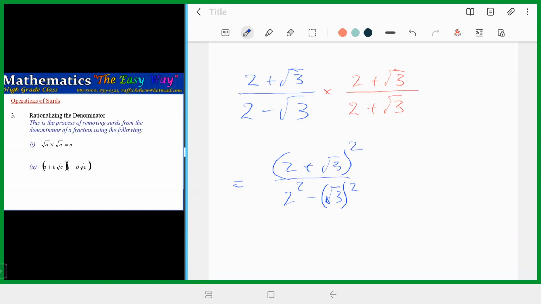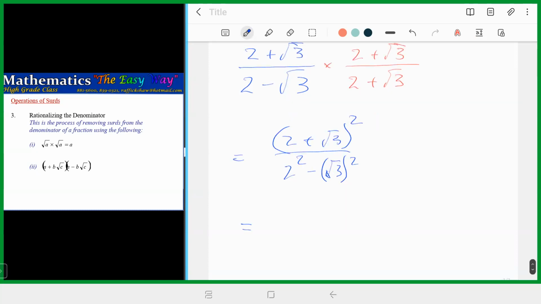If we continue to solve, expanding the perfect square in the numerator, 2 squared is 4, then twice the product of the 2 terms: we multiply 2 and root 3 to get 2 root 3, and double that, so plus 4 root 3. Then the second term squared is root 3 squared, which is 3. The denominator simply becomes 2 squared, which is 4, minus root 3 squared, which is 3. So this works out to 7 plus 4 root 3 over 1. We don't need to show the 1, but you now have a rational number in the denominator.